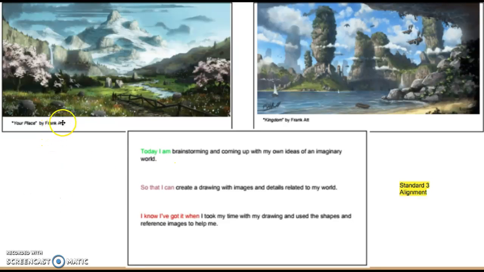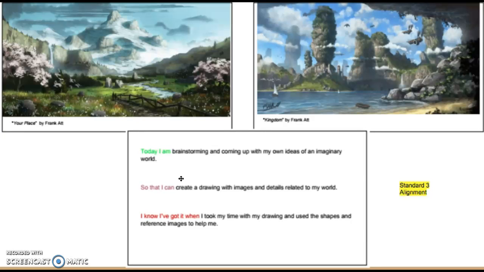This is Frank Att. He's a digital artist who created these imaginary worlds, and I showed them to students to get them thinking and realize that there are still contemporary artists making this kind of stuff. Like, it's relevant. Here are the learning targets. That's a standard 3 alignment because I was setting students up for success.